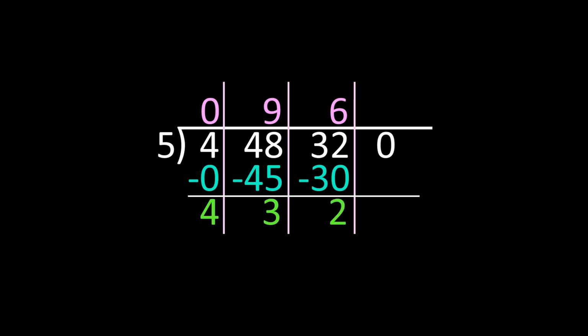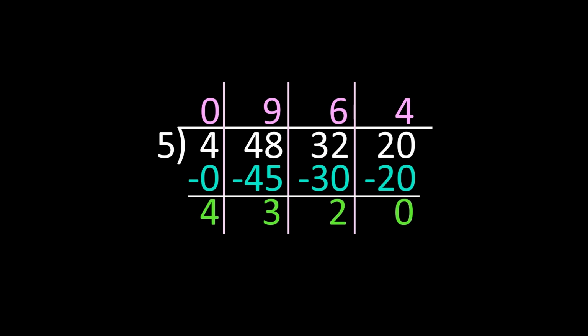And instead of bringing the 0 down, I'm going to bring the 2 up into the next section of my problem. Then I divide, multiply, and subtract again. So I have 20 divided by 5. 20 divided by 5 is 4. 4 times 5 is 20. And 20 minus 20 is 0.